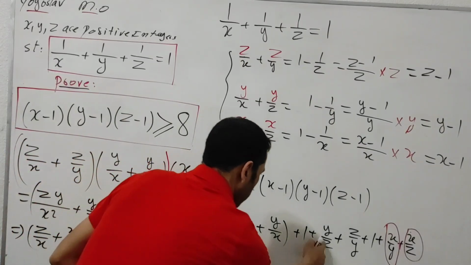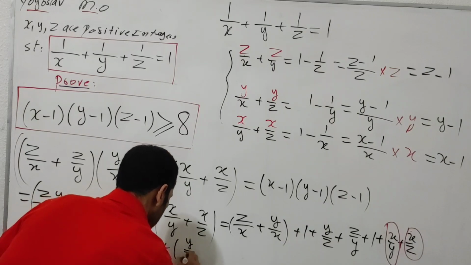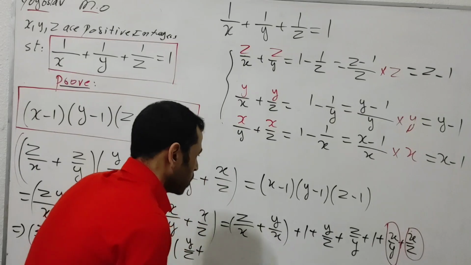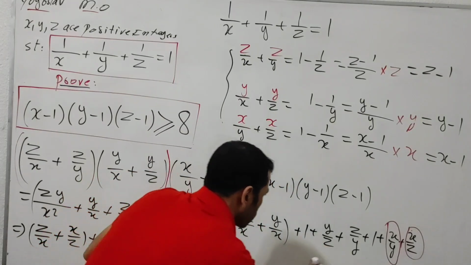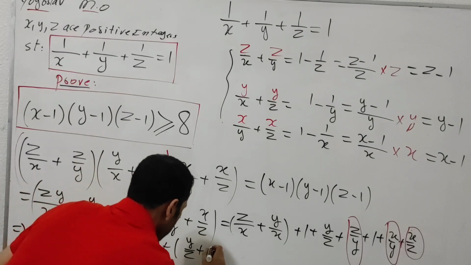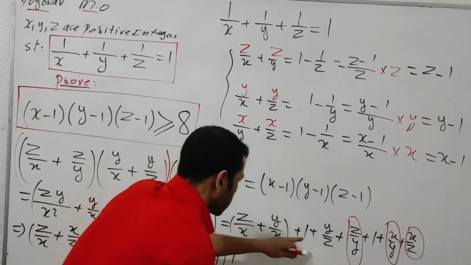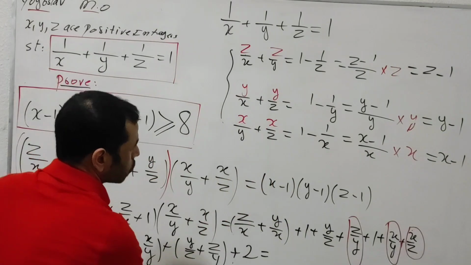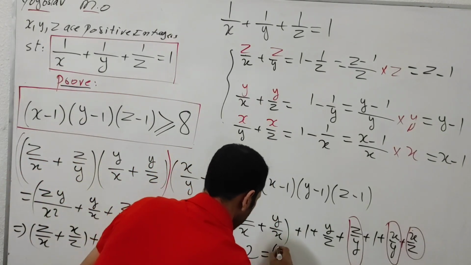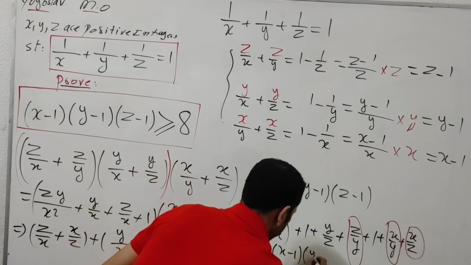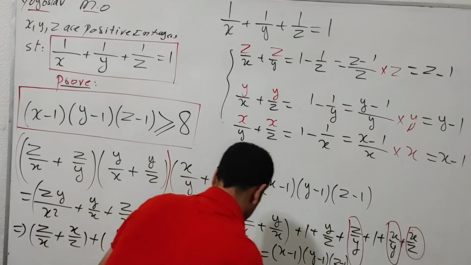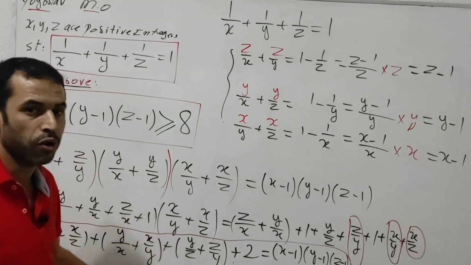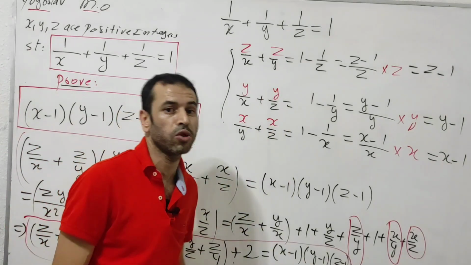Then I'm going to look for y over z. I have y over z, so I'm going to need z over y. This is z over y. Plus, I have the number 1. Here I have plus 1 plus 1, which is plus 2. As we know, this term equals this product, x minus 1 times y minus 1 times z minus 1. Okay. So I have this expression. Now I'm running out of room, so I'm going to bring this one to the top and continue with our problem.